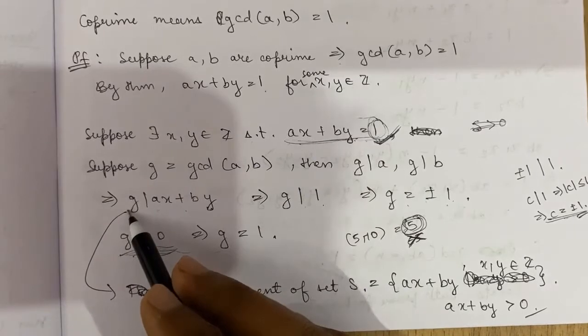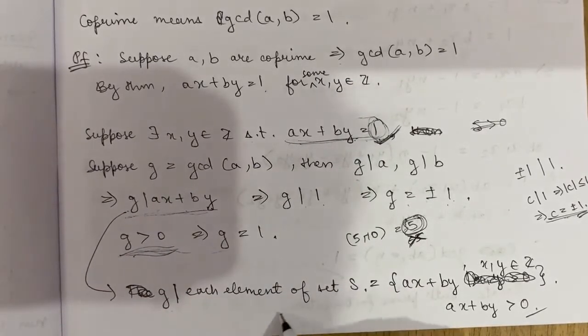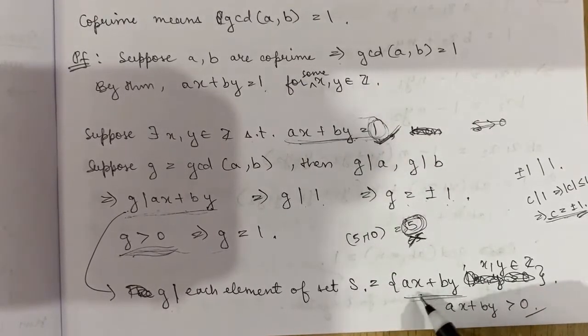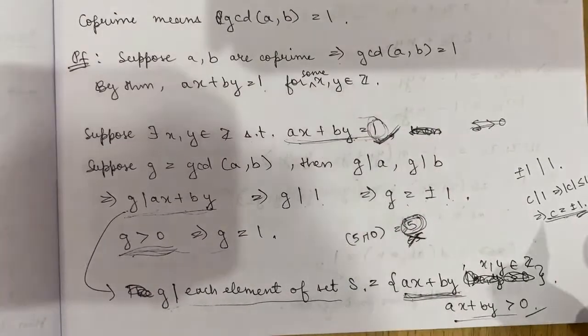One important conclusion from this is that GCD divides each element of the set S, because each element of set S is of the form ax plus by, that is a linear combination of A and B, and so G divides each of the elements of the form ax plus by.